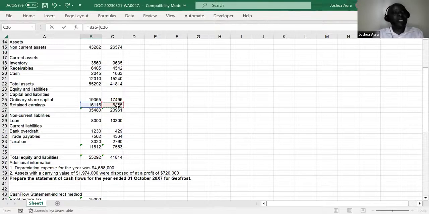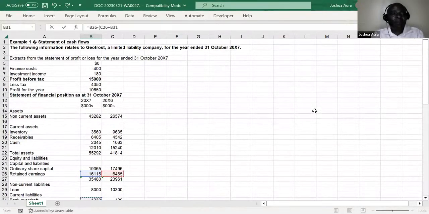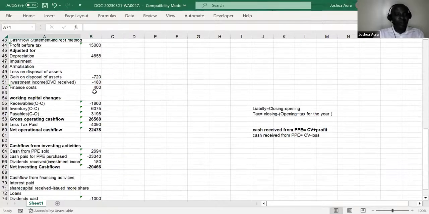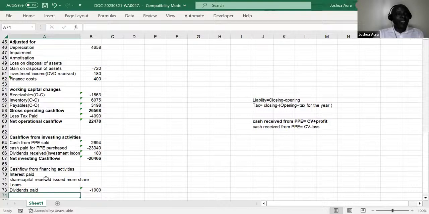But now remember, this opening retained earnings was increased by profit for the year. I'll have to repeat this. I know this is a bit technical. So the profit for the year, if you look at the income statement given, we have profit for the year, 1060. So this is what you shall do. And then if you do like that, you'll be able to get the dividends that were paid.